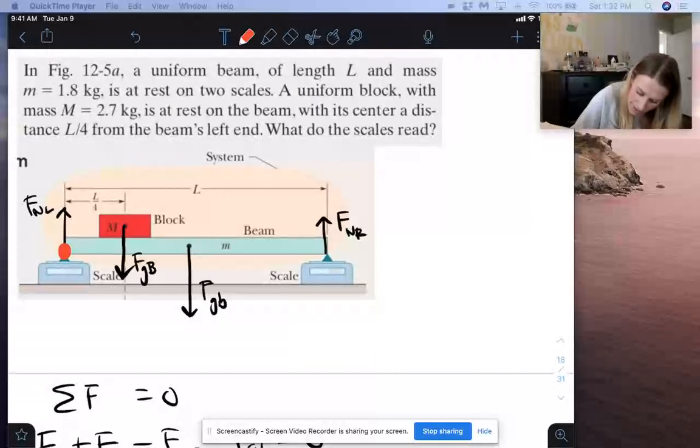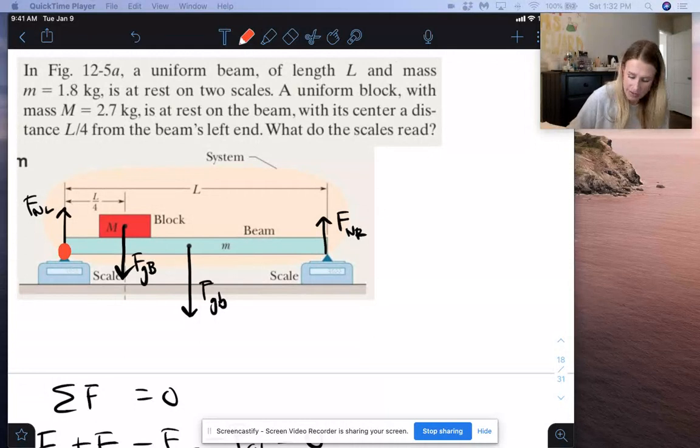Okay, so now we're going to say the torque from the force of gravity of the block, the force of gravity of the beam, and the normal force from the right-hand side, or that scale, adding all those torques up, is going to be 0. Now we have to find which ones are positive and which are negative. The force of gravity of the beam and the block are both pulling down on the system, so they would cause a clockwise rotation. So those are actually both negative torques.